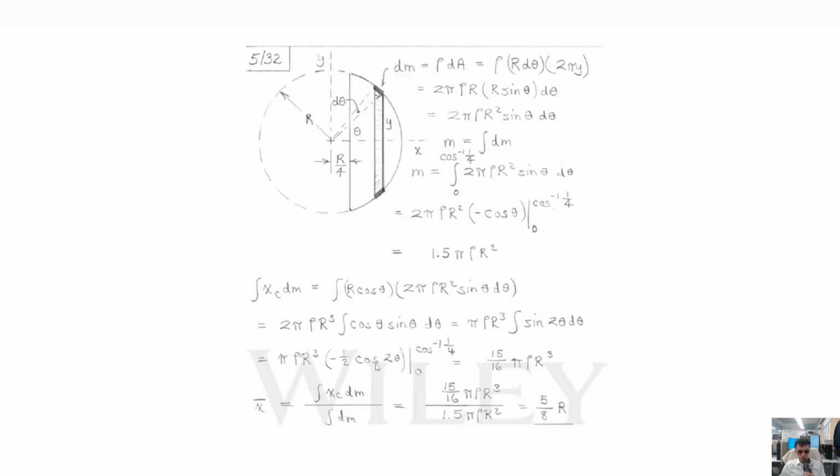This one is a little tricky: cos 2 theta with cos inverse 1 over 4. I will give you a hint. There is a formula for this one: 2 cos squared theta minus 1. You can use that formula, making sure that cos inverse 1 over 4 is theta. So the final answer will be this, and then you will find the x bar.